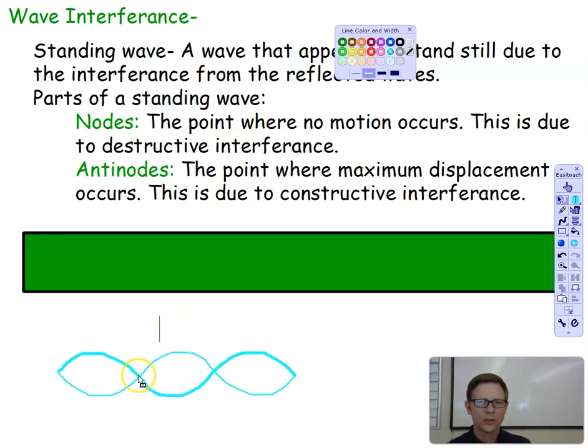This is the point called a node. Here's a node. Here's another node. Here's another node. And these are the points called the antinodes. This has 3 antinodes where we have constructive interference.